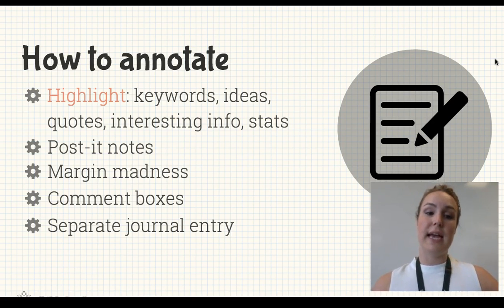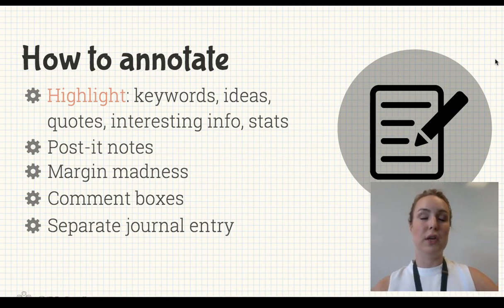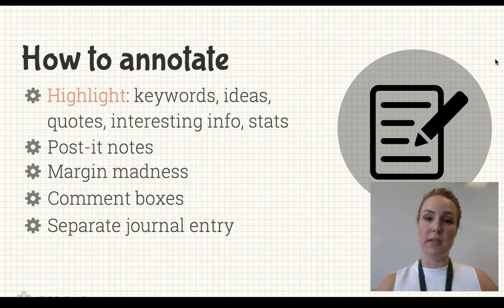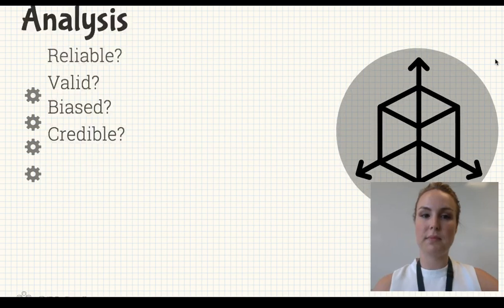Now you can annotate in or on post-it notes. That is really common. You can also scribble all over your text. You get no marks for how neat things are as long as we can follow what you're saying. You can do comment boxes. If you like doing things digitally, by all means on Word add comment boxes. You can also do separate journal entries. So after you look at either one text or a bunch of texts, you might like to do a journal article about things that are appearing and things that we've talked about so far.